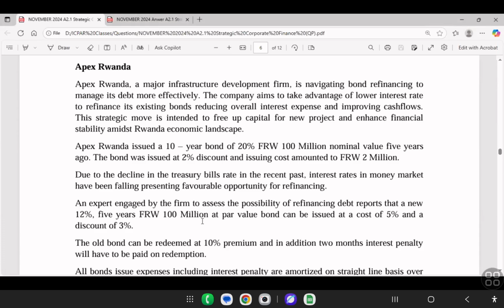Okay, the question reads: Apex Rwanda, a major infrastructure development firm, is navigating bond refinancing to manage its debt more effectively. The company aims to take advantage of lower interest rates to refinance its existing bond, reducing overall interest expense and improving cash flows. This strategic move is intended to free up capital for new projects and enhance financial stability amidst a broader economic landscape. Apex Rwanda issued a 10-year, 20%, 100 million nominal value bond 5 years ago. The bond was issued at a 2% discount and the issuing cost amounted to 2 million. Due to the decline in the treasury bills rate in the recent past, interest rates in the money market have been falling, presenting a favorable opportunity for refinancing.